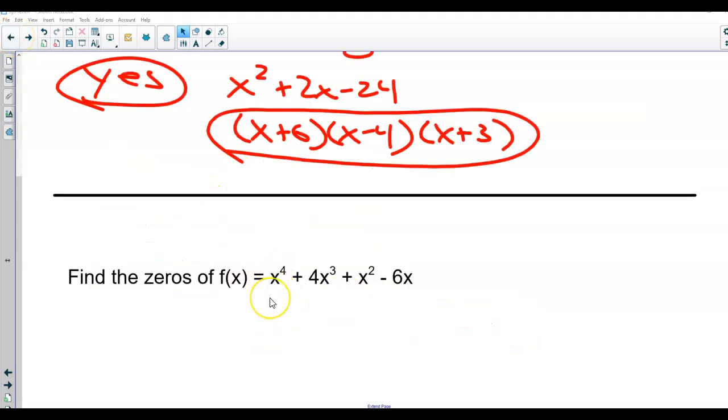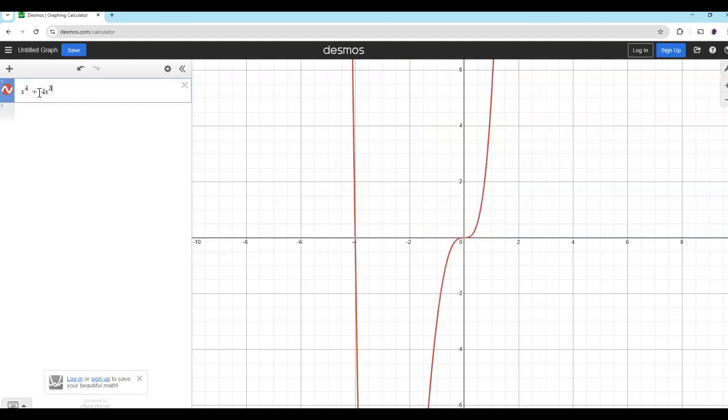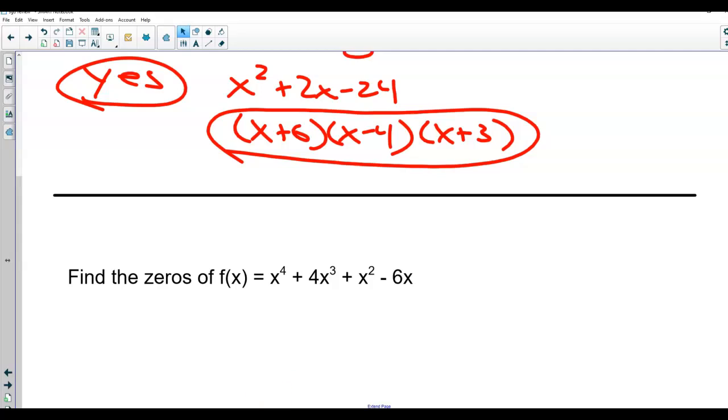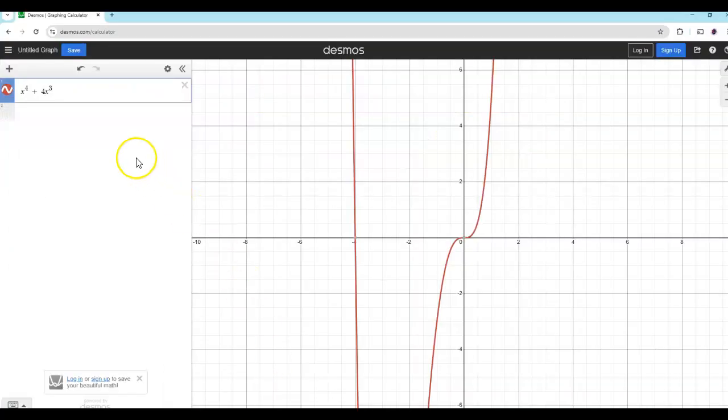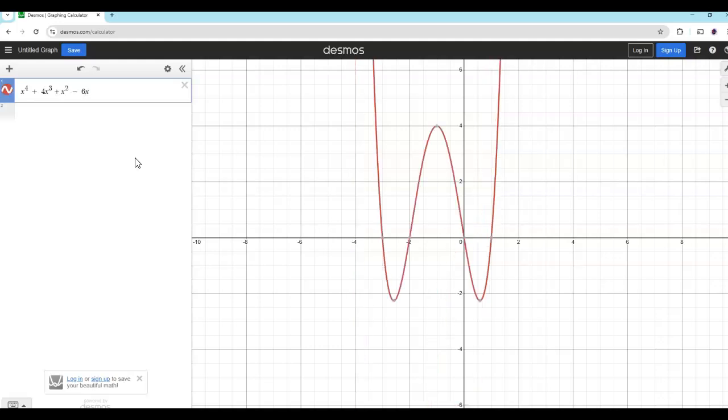All right, so I'm going to take my x to the fourth plus 4x cubed plus x squared minus 6x, and we're going to go to the Desmos calculator. And when they ask for the zeros, what they're asking for is, where does it cross the x-axis? Negative 3, negative 2, 0, and 1.